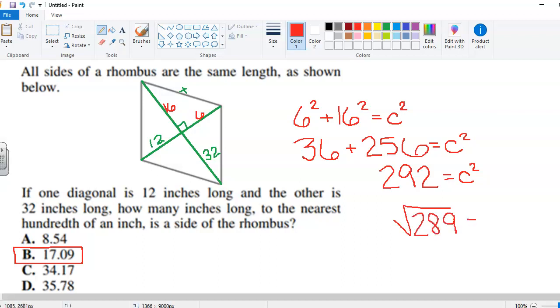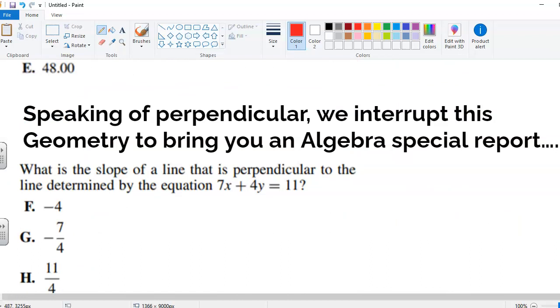So that's how I kind of knew that the answer was going to be a little bit more than 17. But if you didn't know that, Desmos, whatever you feel like using is all good. Okay, let's keep on going.